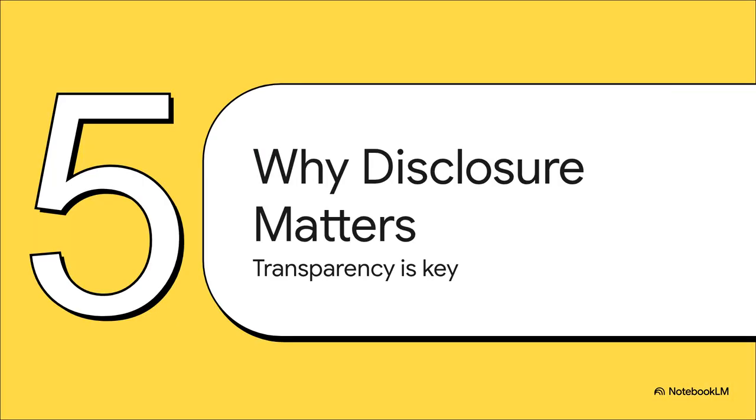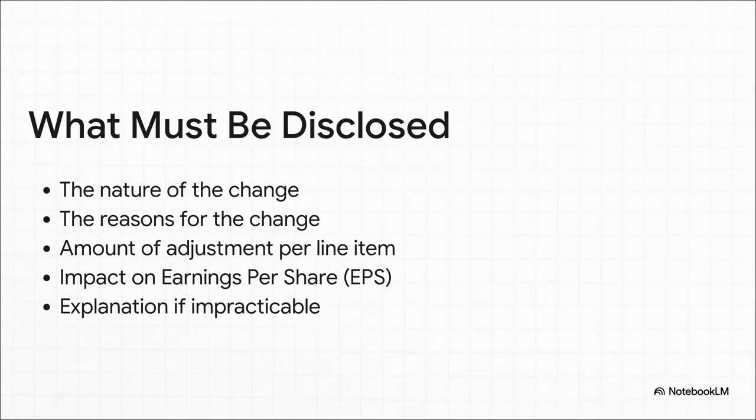Now, making all these changes correctly is really only half the battle. The other half, and you could argue it's the most important part for people reading these reports, is explaining exactly what you did and why you did it. This is where disclosure comes in, and here transparency is everything. A company can't just quietly change its numbers and hope no one notices. IAS 8 forces them to disclose the nature of the change, the reasons behind it, and the exact dollar amount of the adjustment on every single line item that was affected. They even have to show you the impact on a key number like earnings per share. This level of detail makes sure that investors are never left in the dark.